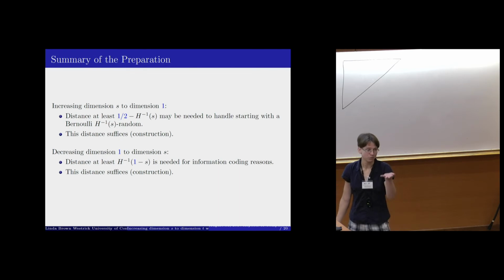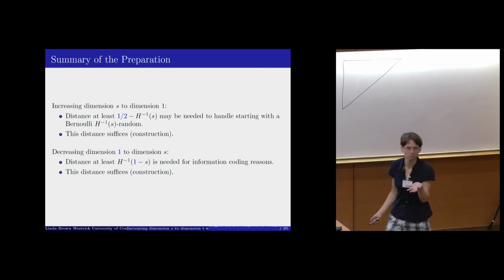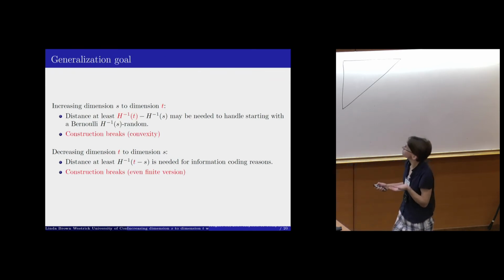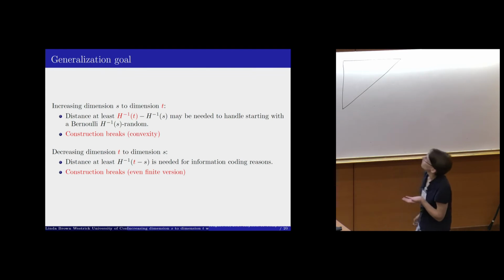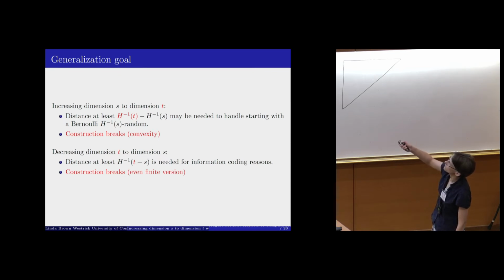Okay, so now what happens if instead of going back and forth between dimension s and randoms, we say we want to go back and forth between dimension s and just some dimension t, where t is greater than s, but possibly less than 1? What breaks? Well, first of all, what changes do we want to make? If we're only going up to dimension t, then the optimal distance now becomes h inverse t minus h inverse s instead of 1/2.